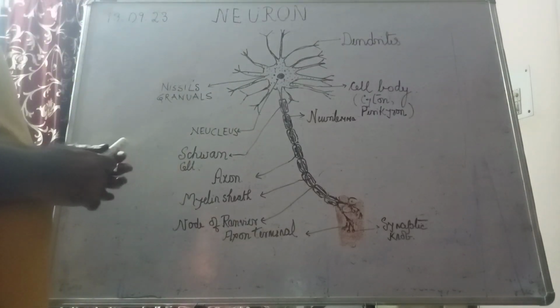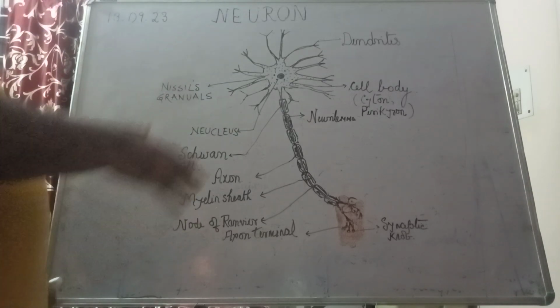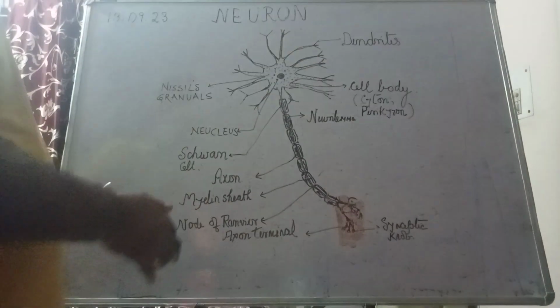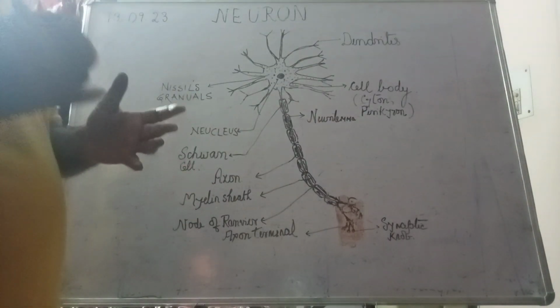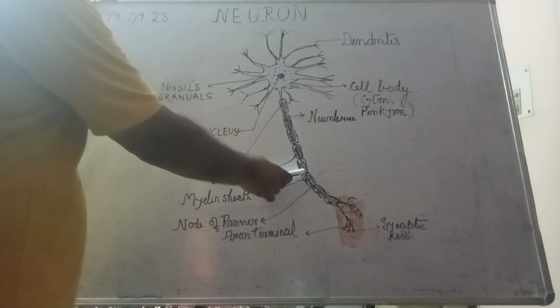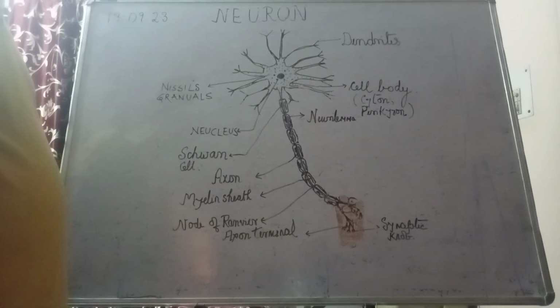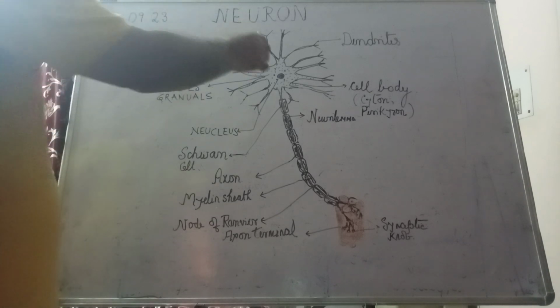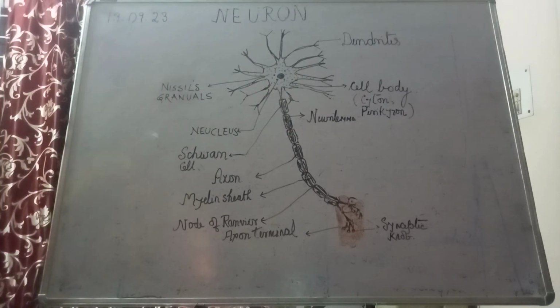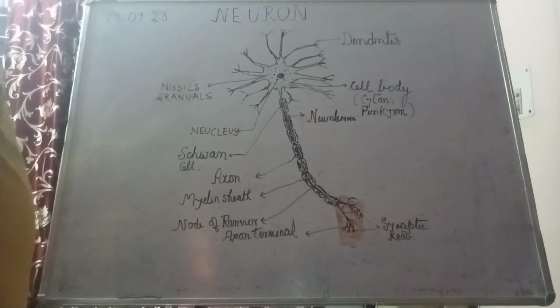Now, the types of neuron. If you think of the types of neuron, how many types of neurons are there? On the basis of their structure, they can be multipolar, bipolar, and unipolar. Multipolar means one axon, one cell body, and more than one dendrites. They are present in the brain, in the cerebral cortex.